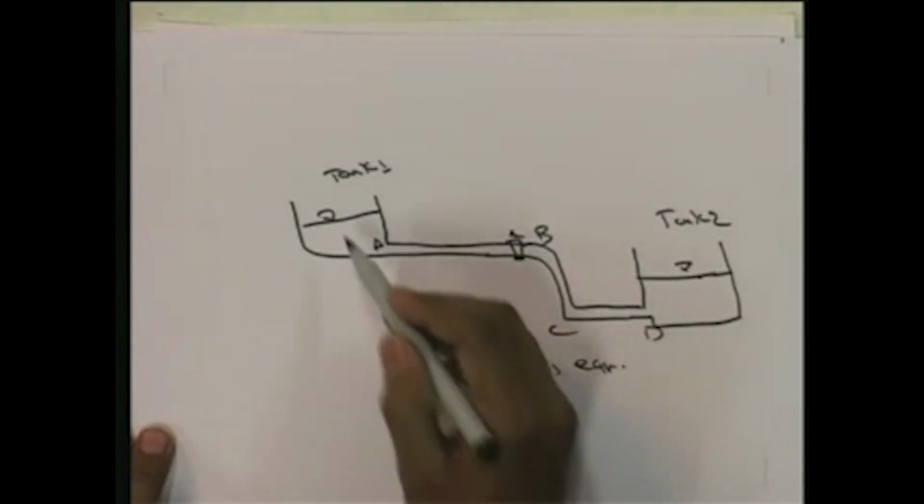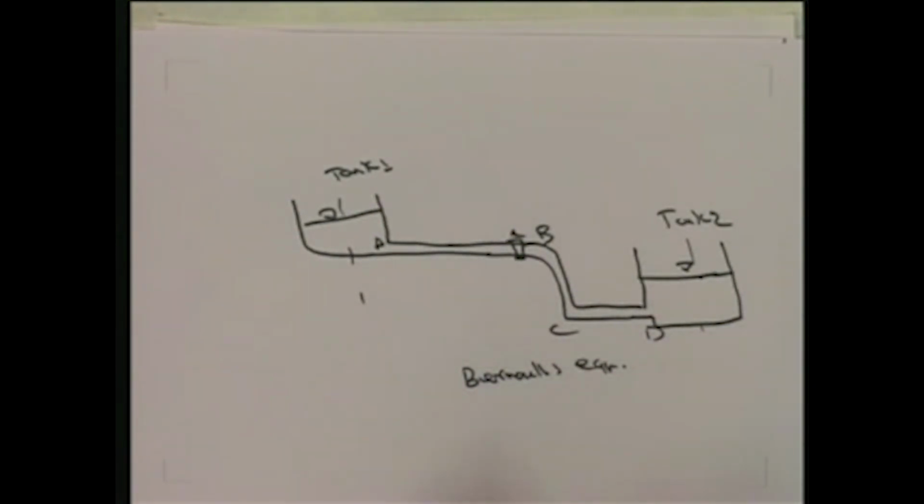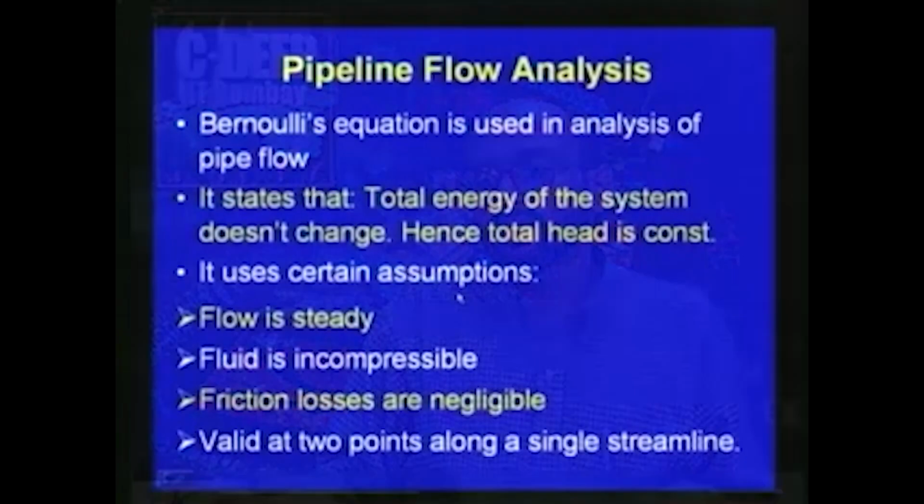So, we can apply the Bernoulli's equation between two sections, and the Bernoulli's equation states that the total energy of the system doesn't change. So, hence the total head is constant. Since we will be considering the pipe losses, due to friction losses or the minor losses due to various pipe fittings, all this we will consider, and then we will equate that the total energy of the system doesn't change. So, between two sections we can take it, and then we can solve the Bernoulli's equation to find out various parameters.